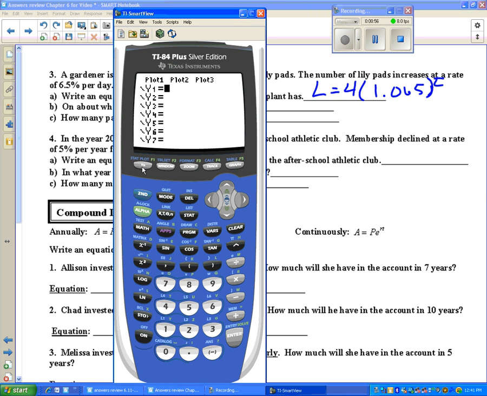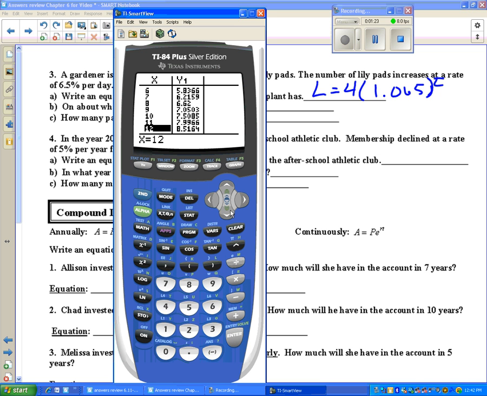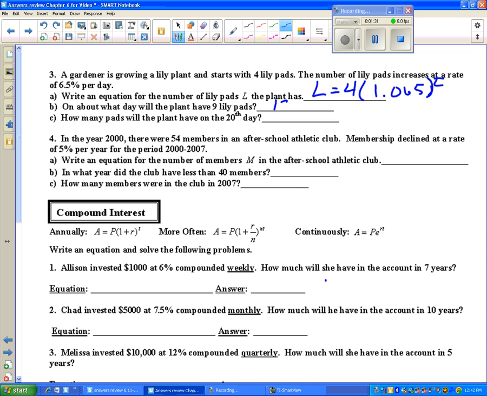Letter B, on about what day will the plant have 9 lily pads? So I go to y equals, I plug in my equation, 4 times 1.065 to the x power. I can go to my table. I want 9. On the 12th day, I'm not there yet. On the 13th day, I've got 9. So it's on the 13th day.